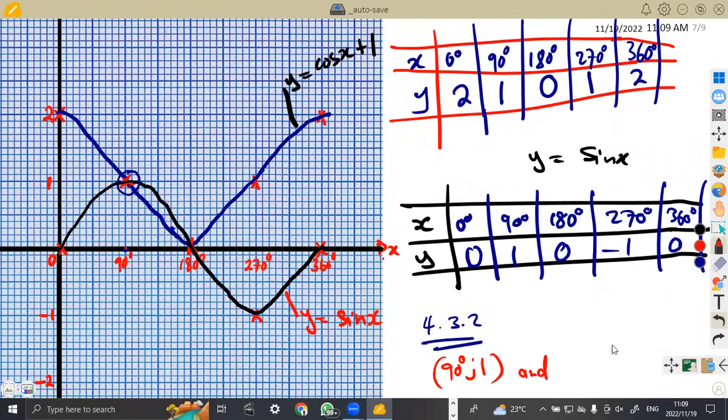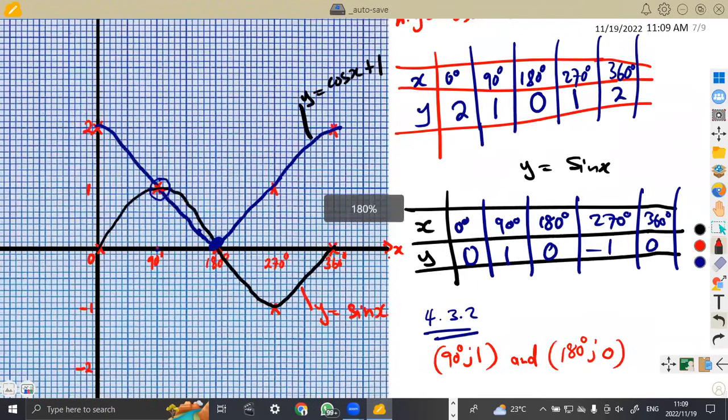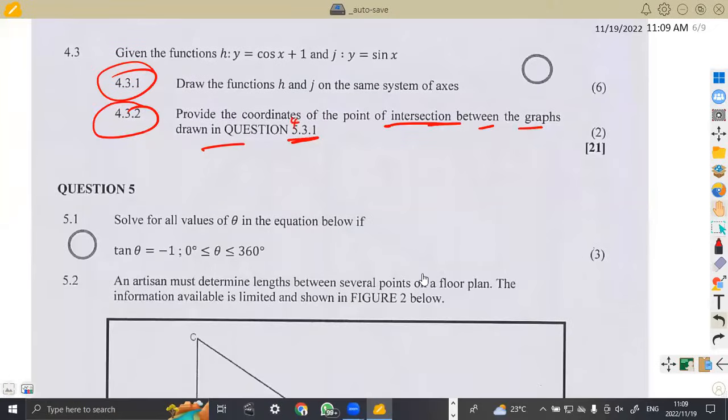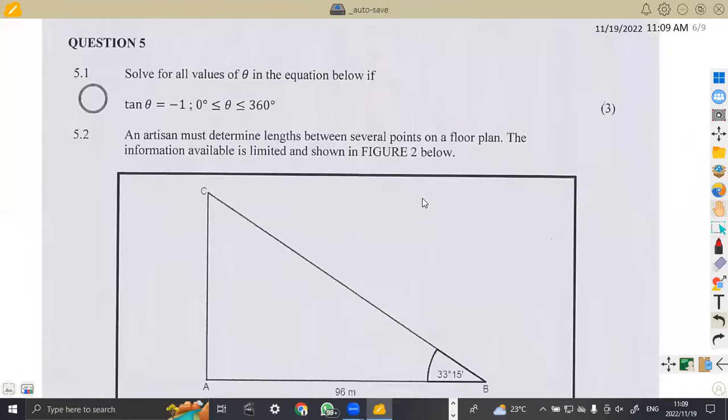And let's see another one. We've also got here at 180 versus 0. They are intersecting here. So that was 180 versus 0, 180 degrees versus 0. Do we have any other? We do not have. So those were the 2 points that we had, which are the points of intersection from the 2 graphs that we had drawn.